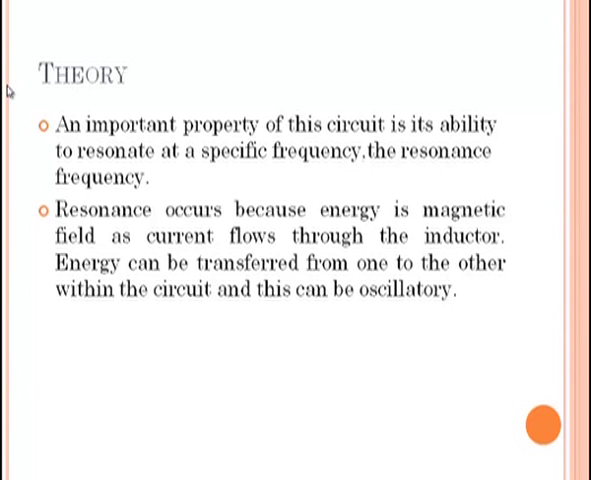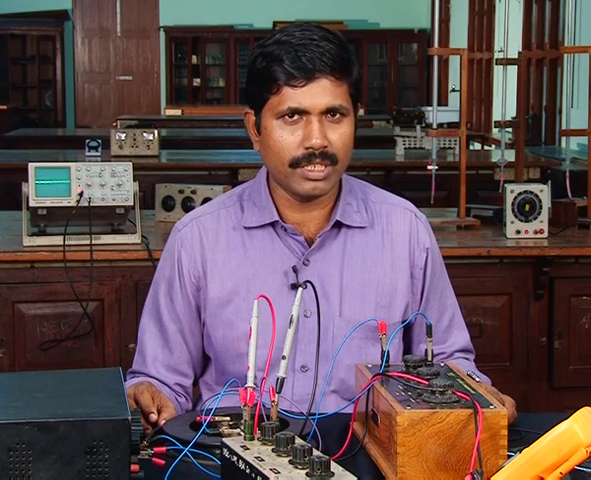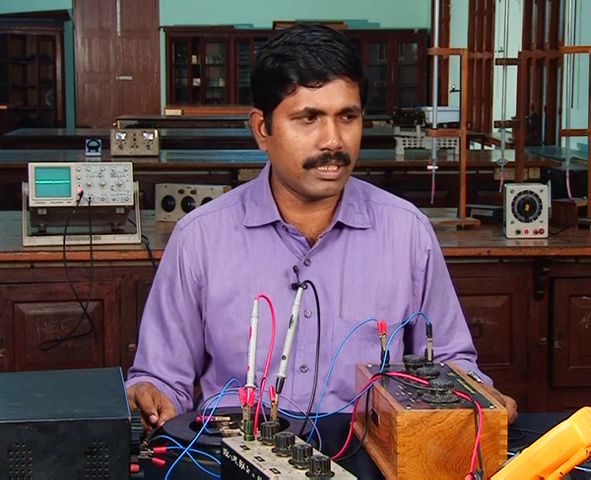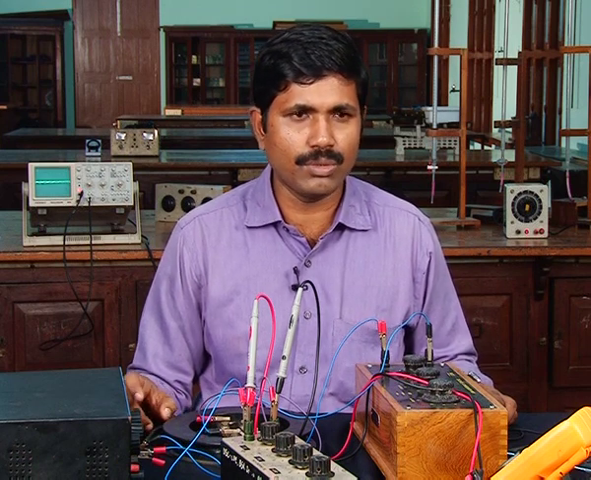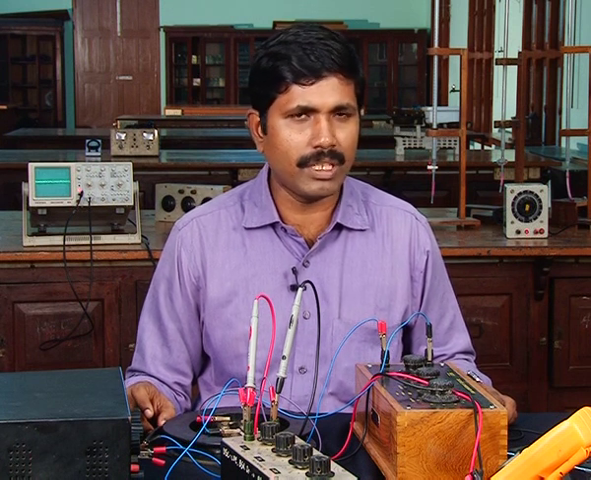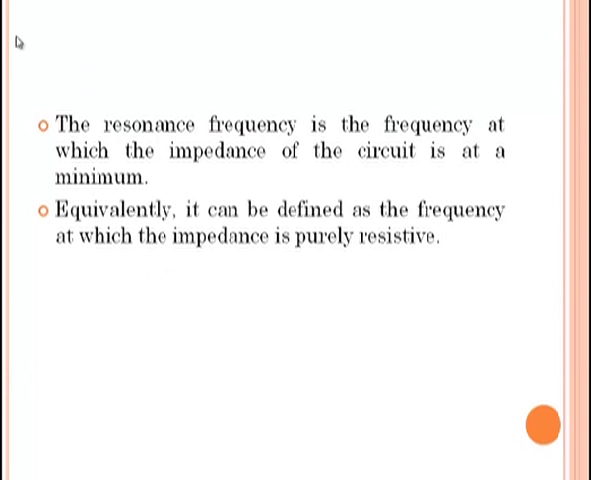When both the energies are discharged by the components, it will be oscillatory. So we get frequency from this LCR circuit. So resonance occurs because energy in the magnetic field at the inductor is transferred from one to the other within the circuit. This transfer of energy is oscillatory. The resonance frequency is the frequency at which the impedance of the circuit is at a minimum value.